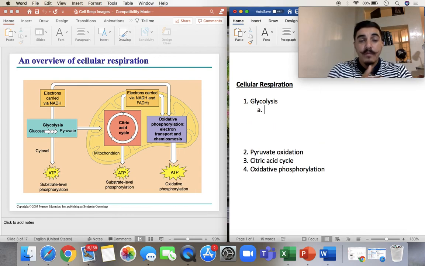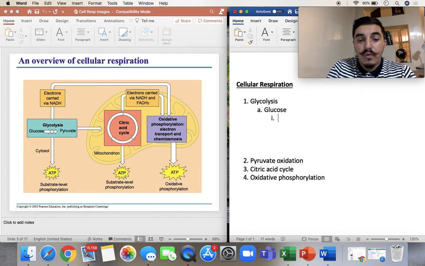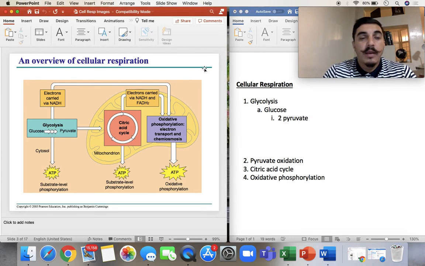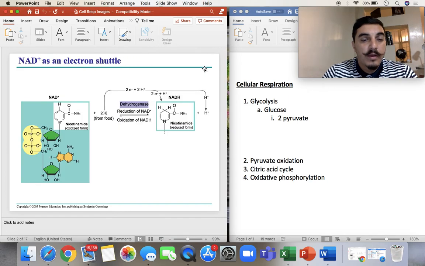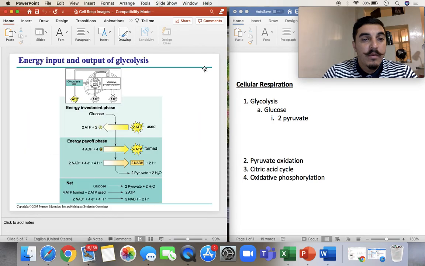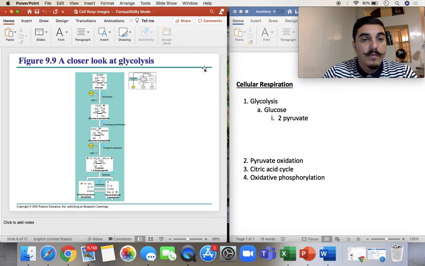In glycolysis, we start with glucose, a food molecule. We're going to break it down into two pyruvates. I have a lot of images, and we're going to go over a couple of them so I can really talk about these. Here's an image of glycolysis. It looks like a lot is going on. So here's your glucose molecule.